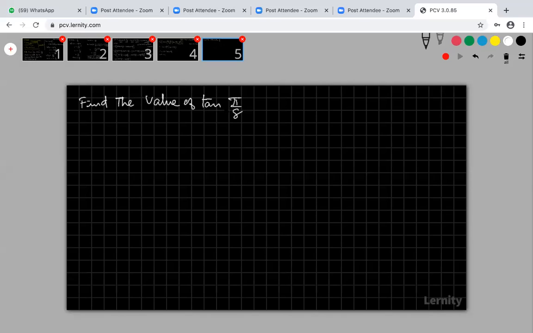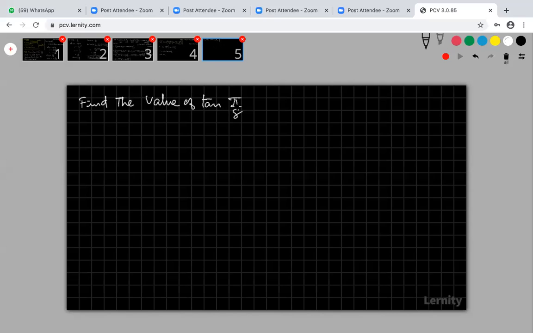Then only your class will be easy for you. Otherwise, it will be very difficult for you. Right, this is tan pi by 8, which is tan 22.5 degree. How to find out the tan 22.5 degree? Okay, so now look at that.